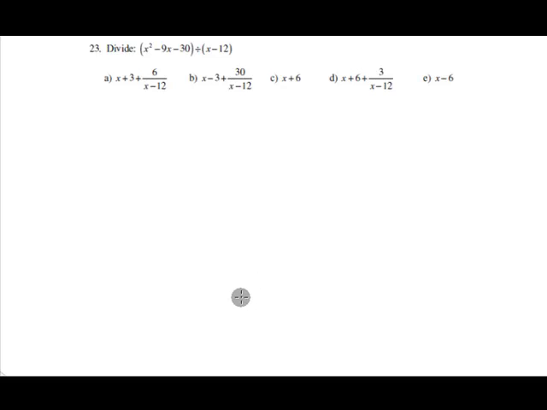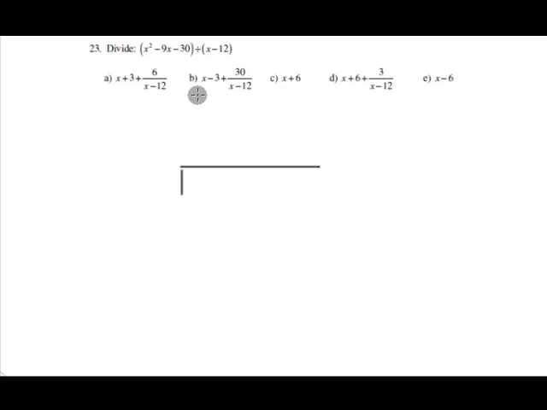Question 23. We want to divide x squared minus 9x minus 30 by x minus 12. X minus 12 is a binomial. So when we have a polynomial divided by a binomial, we want to use a long division process. So to use the long division process, first thing we want to do is write the long division sign.